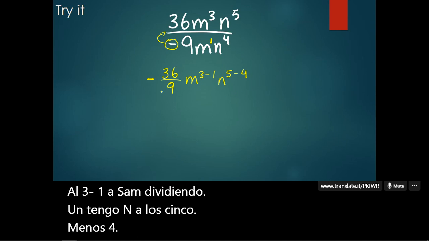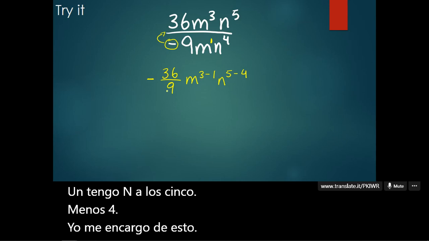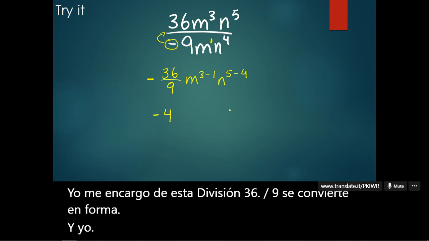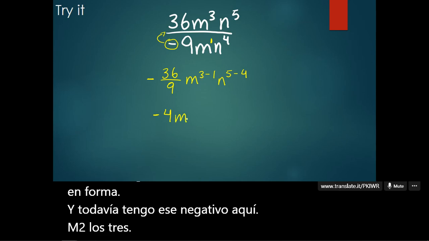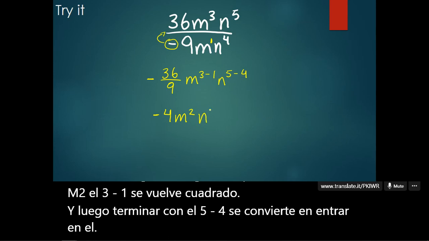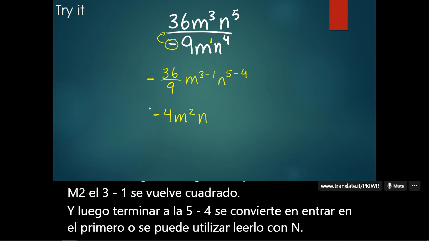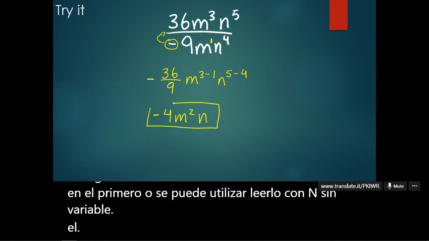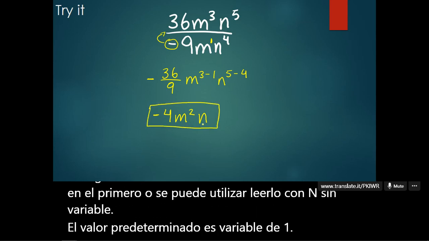Let's take care of this. Division: 36 over 9 becomes 4. And I still have that negative right here. m to the 3 minus 1 becomes m squared. And then n to the 5 minus 4 becomes n to the 1st, or you can just write it as n with no exponent. The default exponent is 1. And that would be my answer.